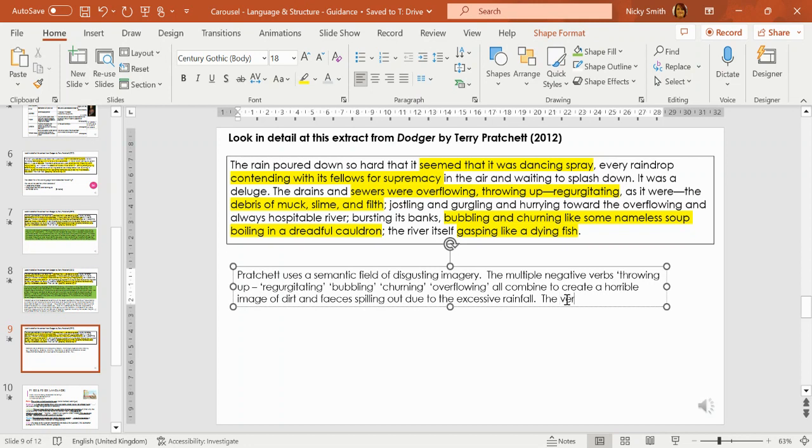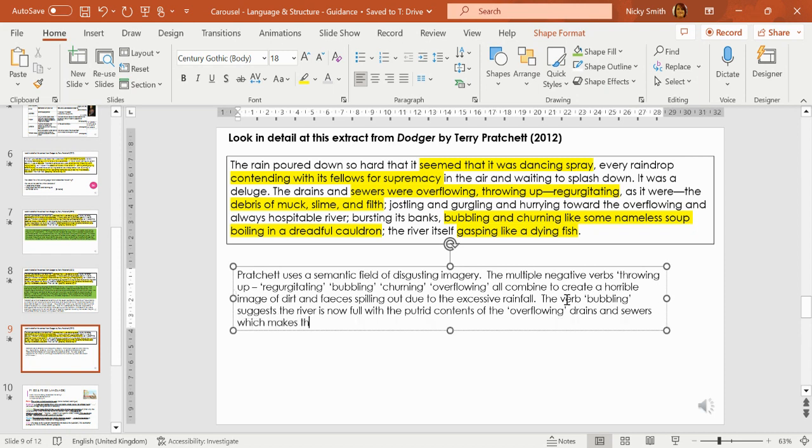The bubbling implies the, doesn't really imply, but it means suggest the river is now full with the putrid contents of the overflowing drains and sewers, which makes us imagine. You don't always have to say the reader either. You are the reader. Us.